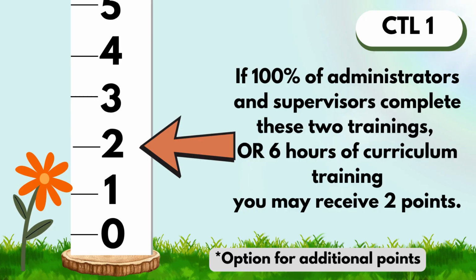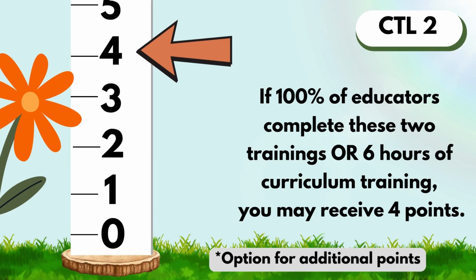If 100% of administrators and supervisors complete both of these professional development requirements, or 6 hours of curriculum training, you may receive 2 points. If 100% of your educators complete these 2 trainings, or 6 hours of curriculum training for your CTL 2, your program may receive 4 points.